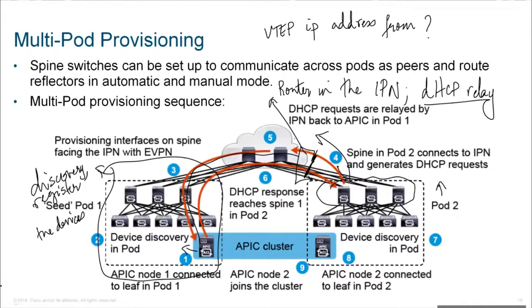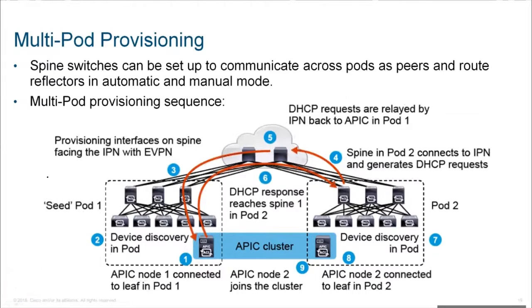Okay, you can look at the sequence of events in multi-pod provisioning. It's actually shown you here. The first pod is set up like a normal single fabric environment. They discover themselves and the APIC assigns all this. So the first pod is going through, you have this discovered, all the leaves and the spines. This is good.